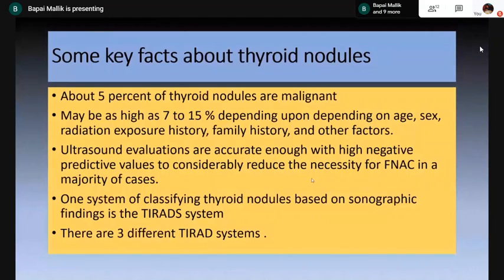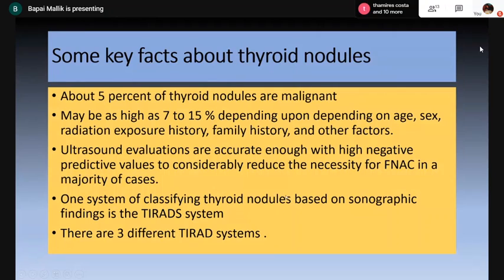Right. Now, some key facts about the thyroid nodules. About 5% of thyroid nodules are malignant. It may be about as high as 7 to 15%, depending upon a person's age, sex, radiation exposure, family history, etc. Ultrasound evaluations are highly accurate with very high negative predictive values to considerably reduce the necessity of a FNAC in the majority of the cases which are considered benign.